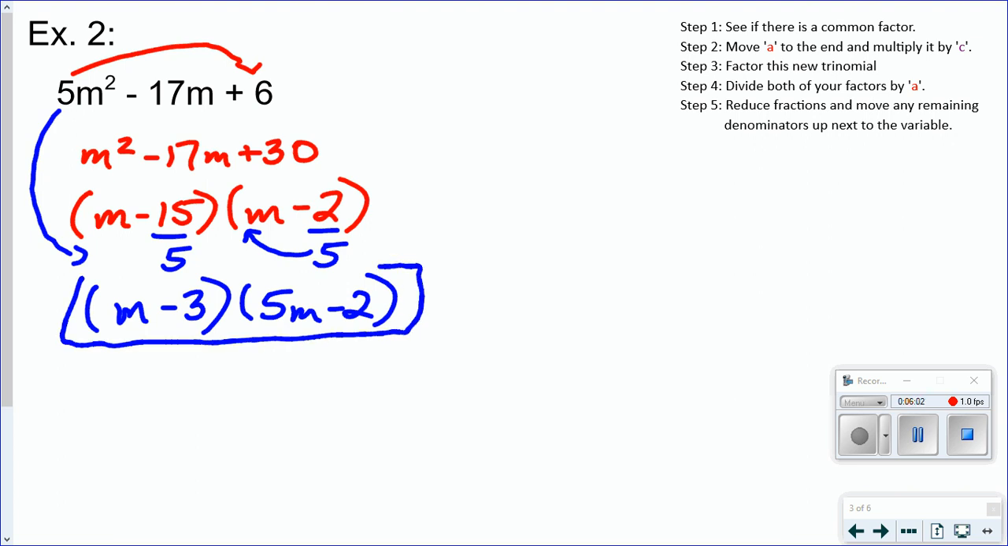Again, if you were to FOIL this, you should end up back where you started. It's always a good check. So just to save time, I'm not going to do the FOIL on this.